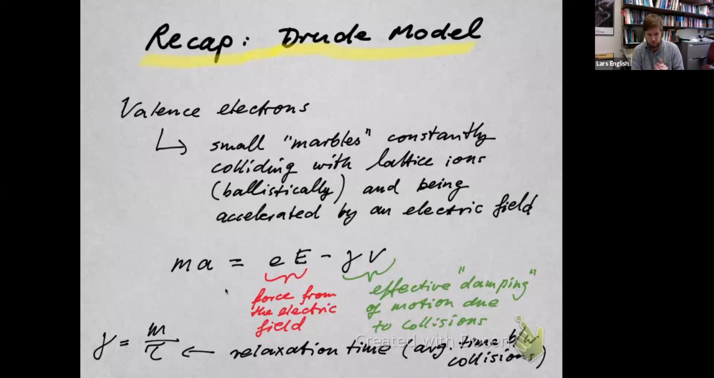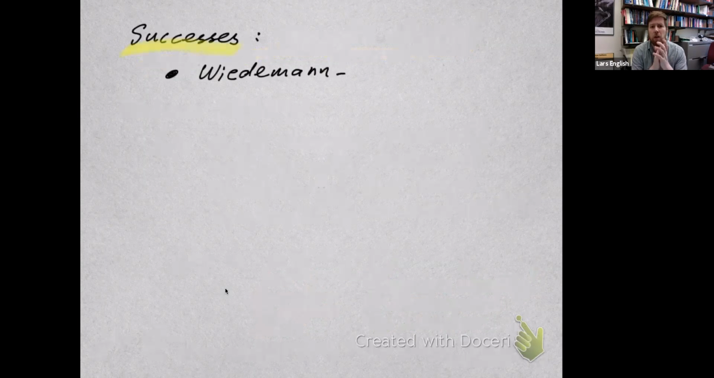Okay, so that's the basic outline of the model. Now, we can talk about first the strengths or the successes of this model.